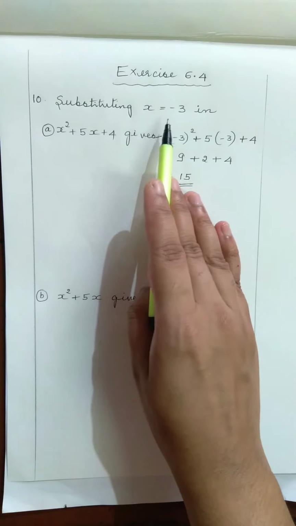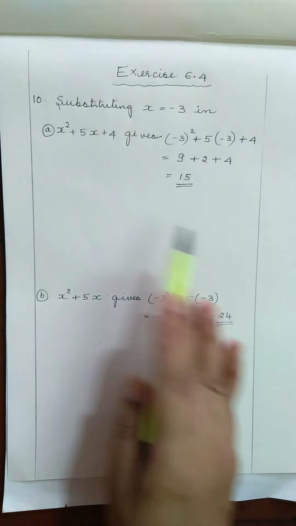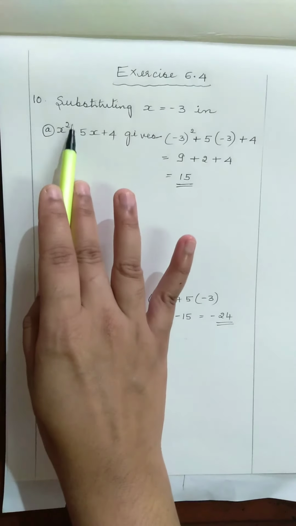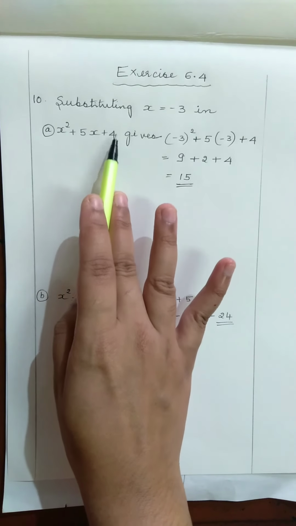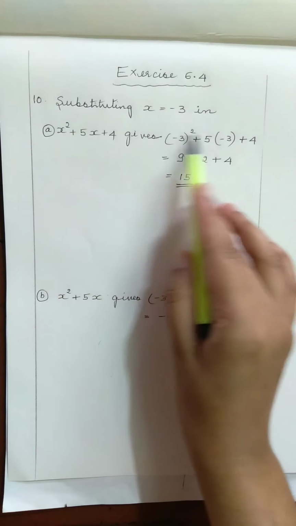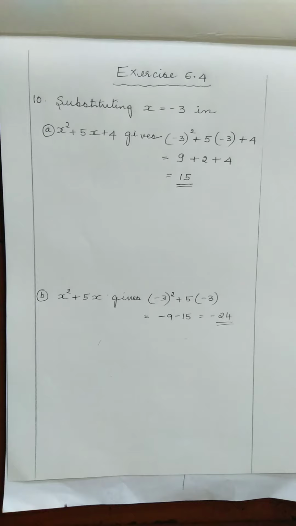Substituting x equal to minus 3 in the first equation given, that is x square plus 5x plus 4. So to the x we are substituting minus 3. On substituting minus 3 in the equation x square plus 5x plus 4, the answer is given here. Now, we have to check whether this answer is correct or wrong.